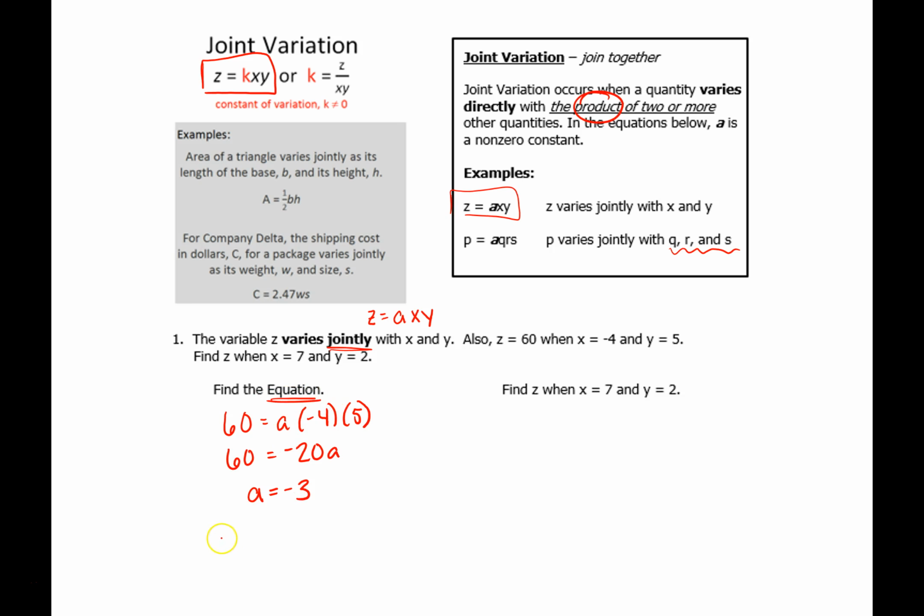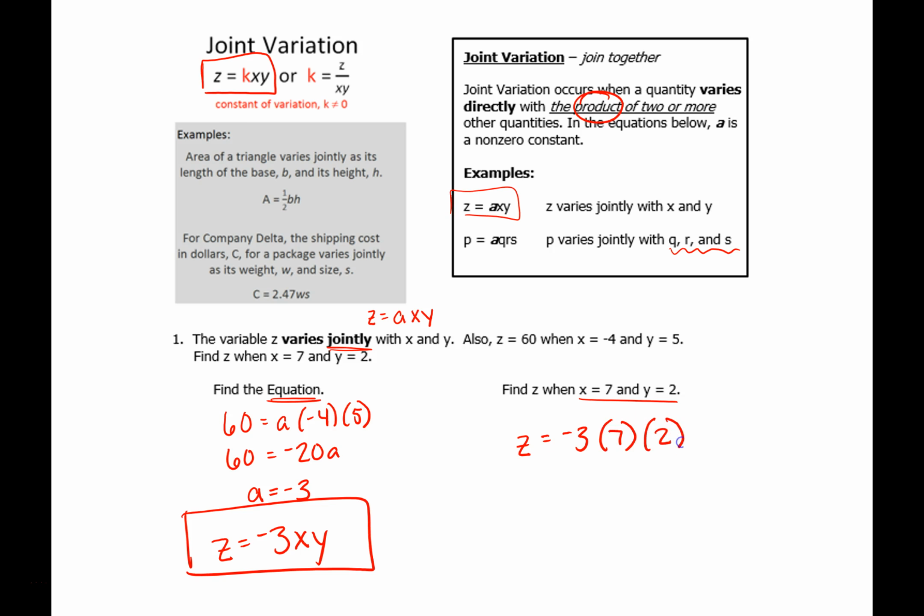So my equation is z equal to -3xy. Okay, and now I can find any z that I need to if I know x and y, and I do over here, so I'm going to plug in these values. z is equal to -3 times 7 times 2. That means z is equal to -42, because 3 times 2 is 6, so that's -6 times 7, which is -42.